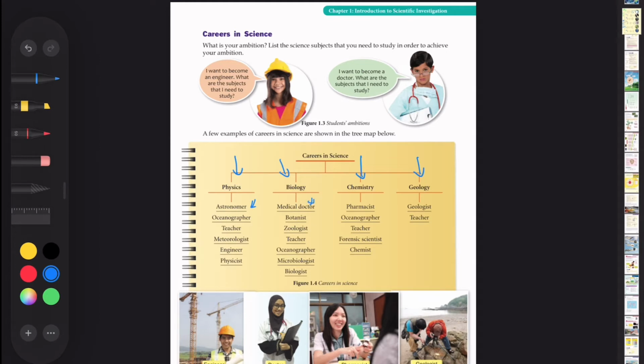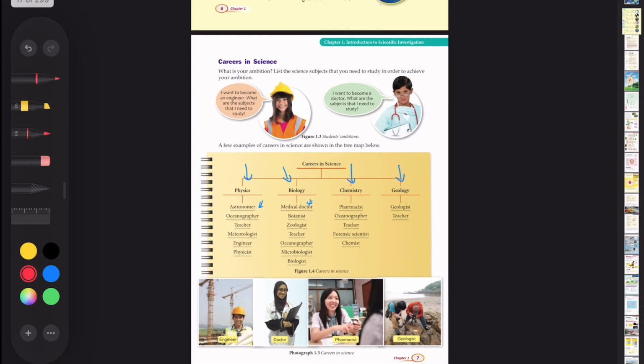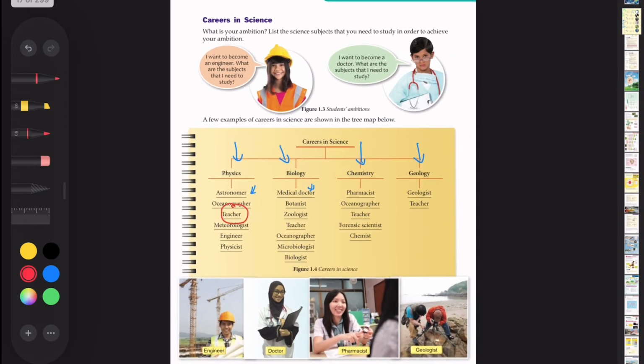To become a pharmacist you need to be good at pharmacy. And to become a geologist you need to be good as a geologist. As you can see here, there's one thing that all of them share in common, which is teacher, teacher, teacher, and teacher. So all of these people have teacher.